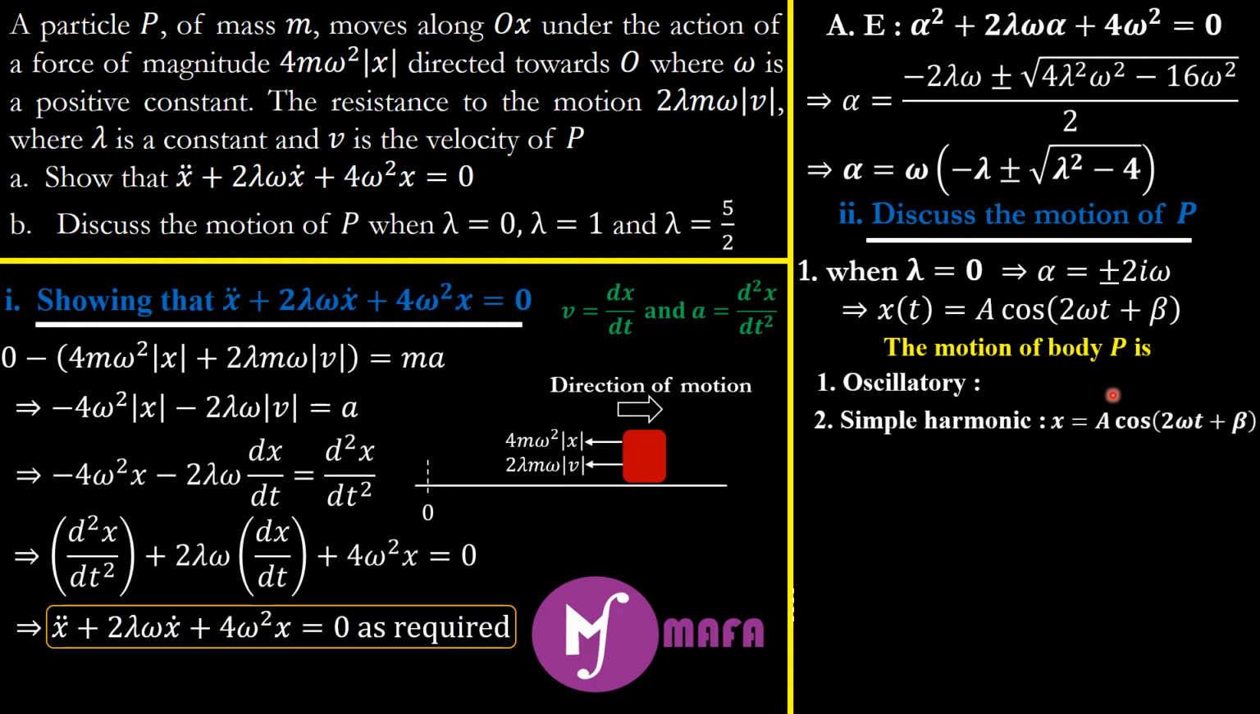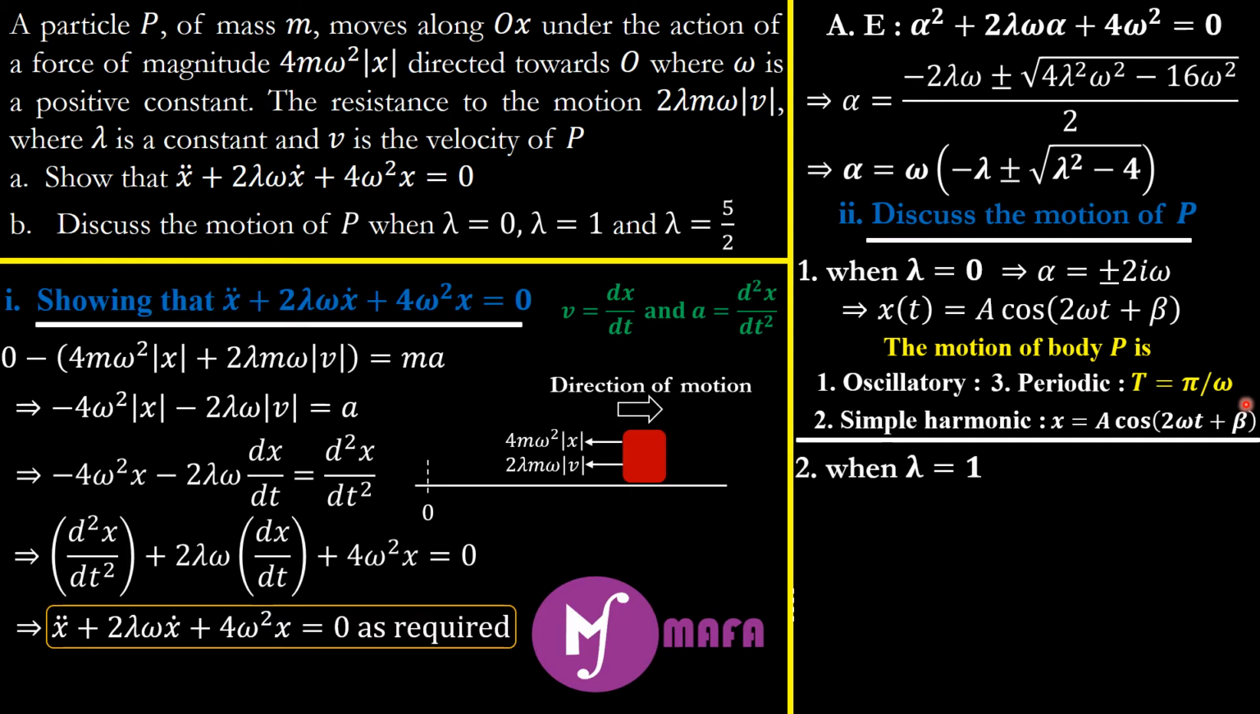Since it is simple harmonic, we can now deduce the period of motion. The period is 2 pi divided by the coefficient of t. In fact, 2 pi divided by the imaginary part of our complex solution. So 2 pi divided by 2 omega becomes pi divided by omega. So that is the period of our motion.